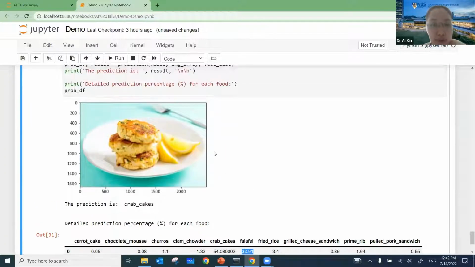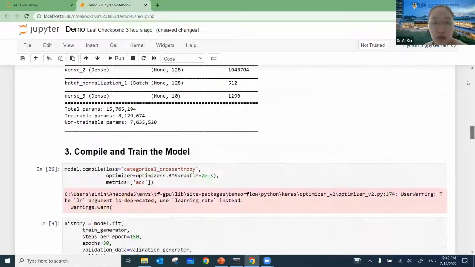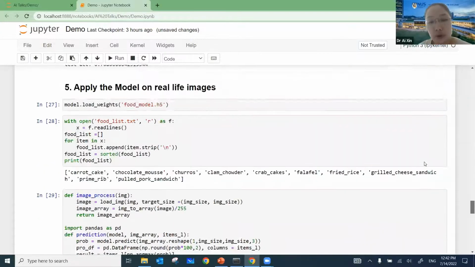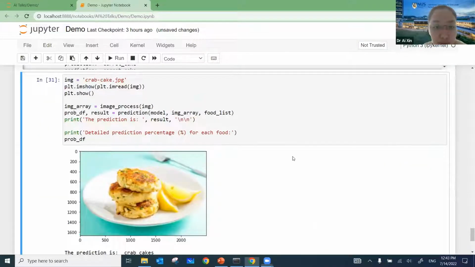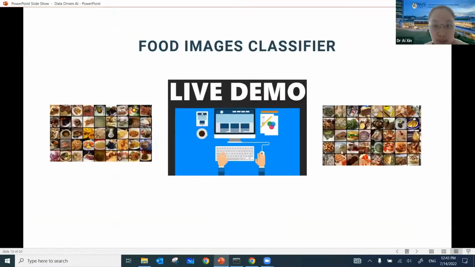So basically that's how a convolutional neural network model works nowadays. With all the open source Python packages, you can do all these things in such a simple notebook. Okay, so that's the demo. Let me get back to the slides.